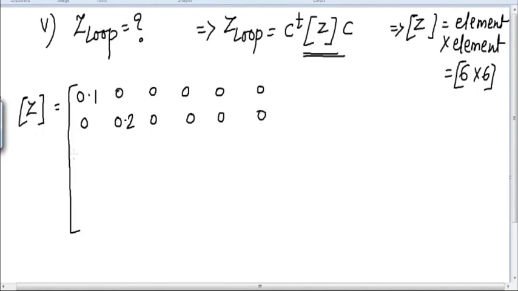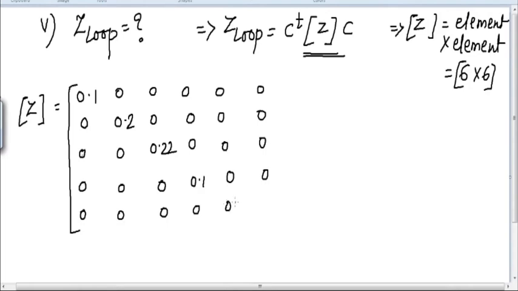Similarly, the third row, so 1, 2. So 0, 0. Now the third element. So third element is having the self impedance of 0.22. So I will write here 0.22. Rest all the things will be 0. Similarly, the fourth row, Z44. So fourth element is 0.1. So I will put here 0.1. This all I am taking from the values which are given in the numerical.